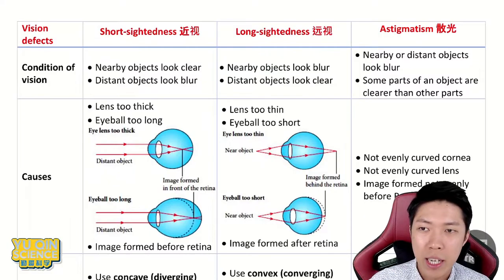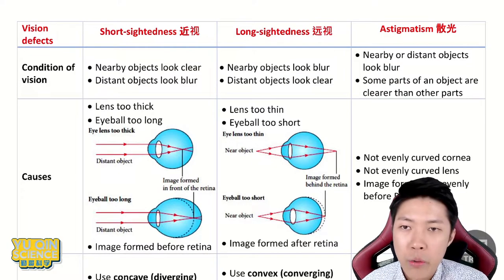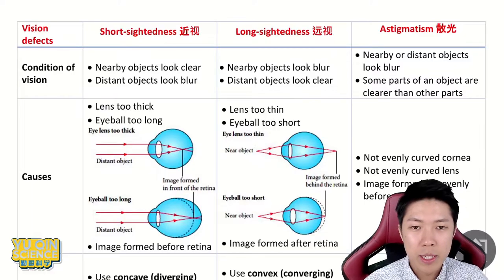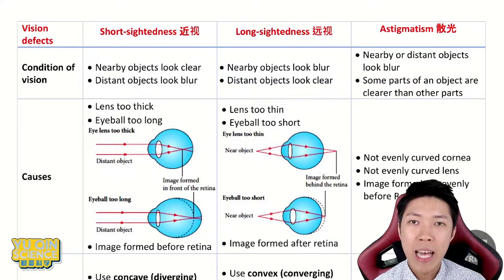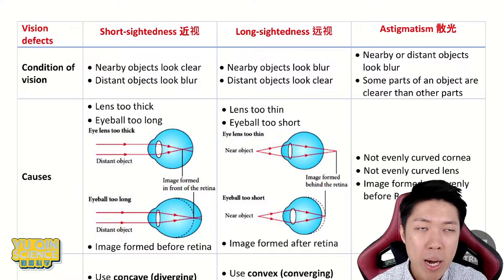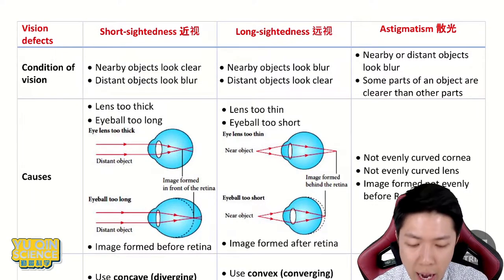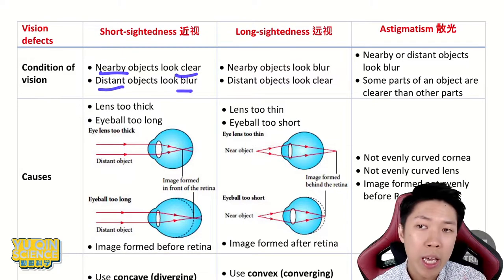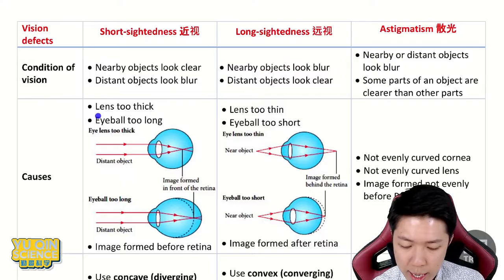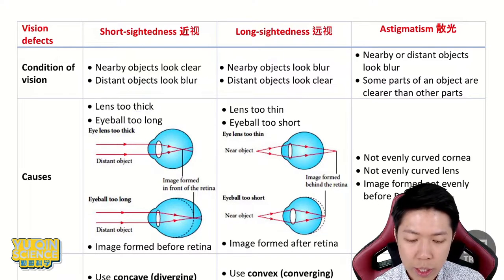Okay, the next part will be your vision defects. So we have three defects: short-sightedness, long-sightedness, and astigmatism. So short-sightedness means what? Means you can see things that are near, but you couldn't see things that are far. So distance, object blur, near. So lens too thick, eyeball too long. That could be the reason.